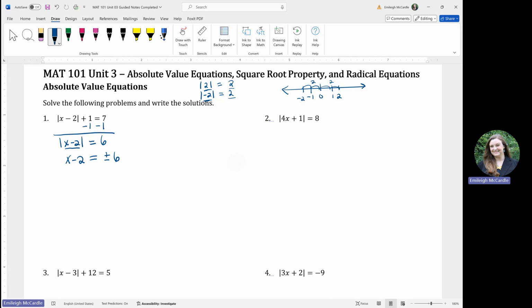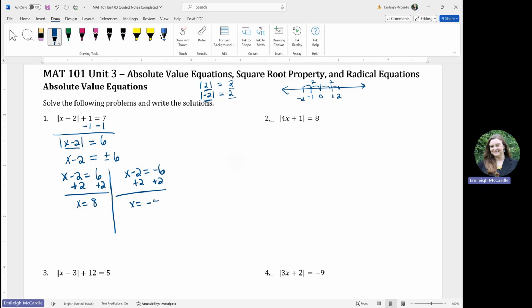From here, we want to take into account that we're getting two answers. So we're going to split this into two equations. The first equation is going to be x minus 2 equals the positive number, 6 in this case. The right equation is x minus 2 equals the negative number, negative 6 in this case. And we need to solve each one separately. On the left-hand side, we're going to add 2 to both sides. And that's going to give us x equals 8. And on the right-hand side, we do the same thing, add 2 to both sides, and that will give us x equals -4.